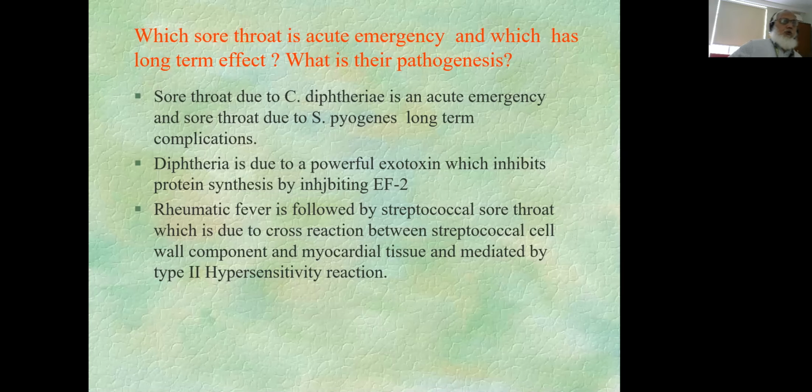Sore throat. Sore throat is a common problem. Some sore throats are acute emergencies and some have a long-term effect. Sore throat due to Corynebacterium diphtheriae is now very rare, but it is an acute emergency. And sore throat due to Streptococcus pyogenes has long-term complications because it leads to rheumatic fever, while diphtheria leads to obstruction and tracheostomy. Streptococcal sore throat is very common.